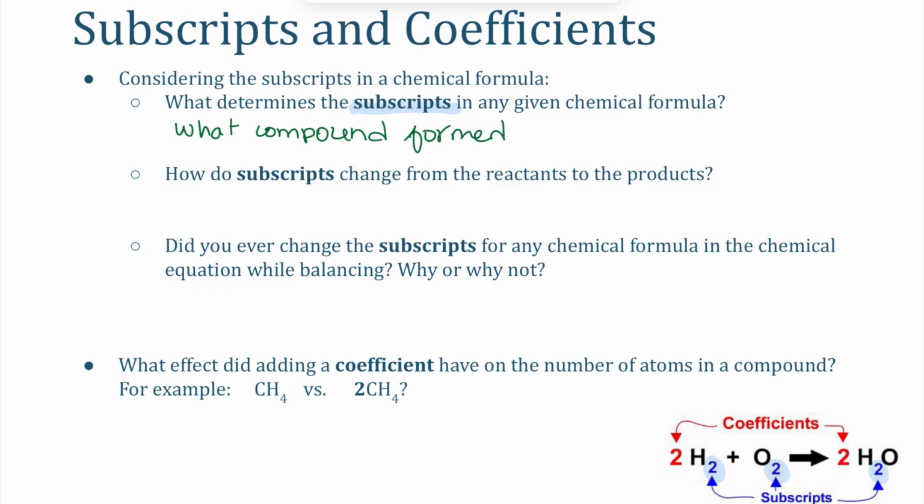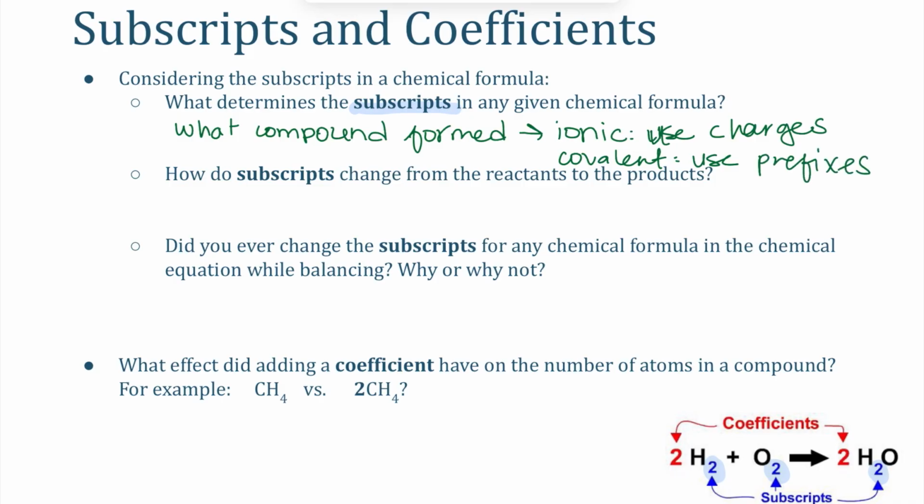If we have something that is ionic, that means that we are going to use our charges, and we do that drop and swap because it needs to be a neutral compound. If it's covalent, we are going to use the prefixes in the name for that molecule. All of that's based on what we talked about in our chemical bonding unit, needing those charges, or those prefixes if it's covalent and those are sharing electrons. And so how do subscripts change from the reactants to the product? Well, they are going to change based on what they're paired with.